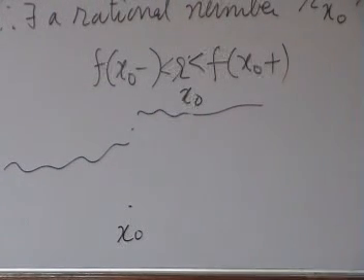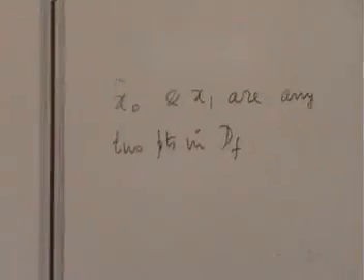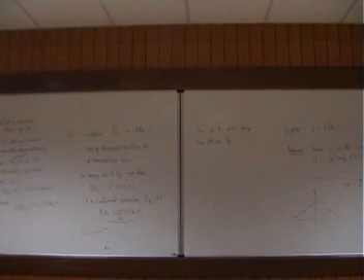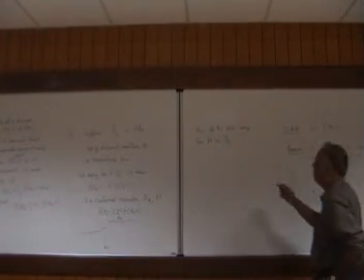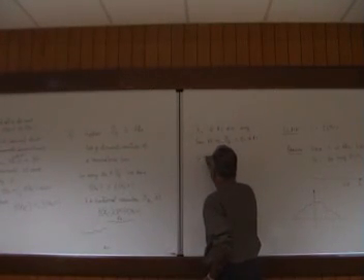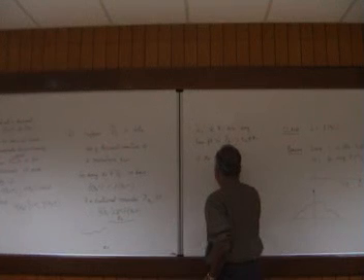Now, suppose x naught and x1 are any 2 discontinuities, any 2 points in Df. Suppose there are 2 discontinuity points. Then I will have an Rx naught associated with x naught and an Rx1 associated with x1. I will assert that if x naught is not equal to x1, Rx naught will not be equal to Rx1. So let's see. First of all, x naught not equal to x1. So let me, without loss of generality, assume that x naught is less than x1.